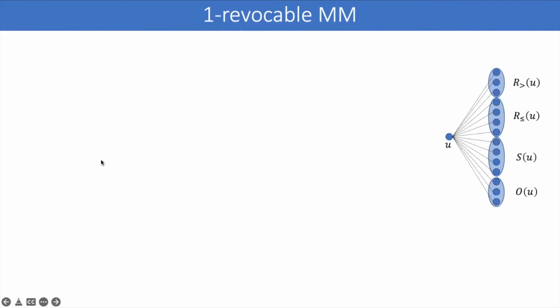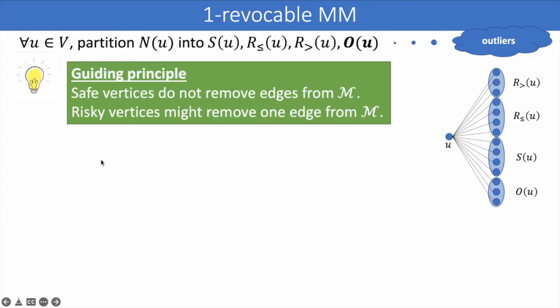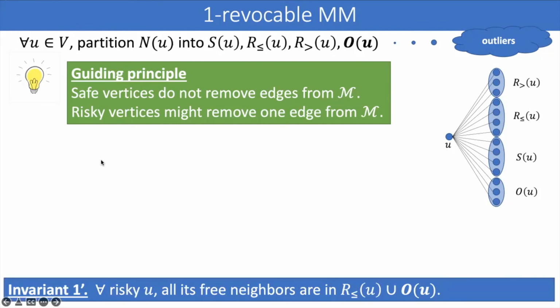We now proceed to explain the ingredients required for obtaining a one-revocable maximal matching algorithm. First of all, we define a new set of vertices, which we call the outliers. These are the safe vertices that became free. The guiding principle behind this modified algorithm is that a safe vertex never removes any edge from M, whereas a risky vertex might remove but at most one. The new invariant which we would like to maintain is that every risky vertex has all its free neighbors either in the set of outliers or in the set of risky vertices of no larger estimated degree.